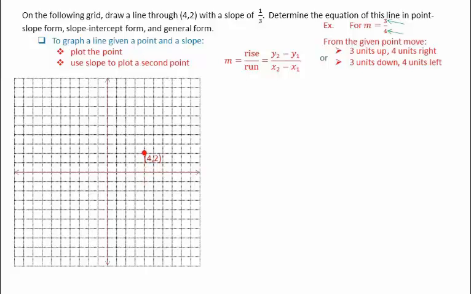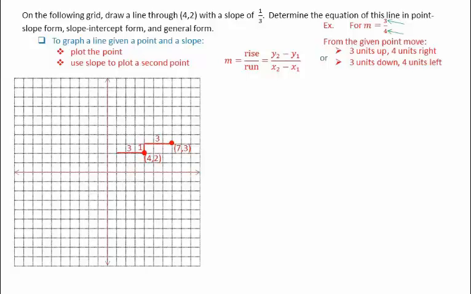Here we first plot the point (4, 2). From this point, we move up 1 and right 3. This corresponds to the slope of 1/3. Rise is 1 and run is 3. This gives us the point (7, 3).